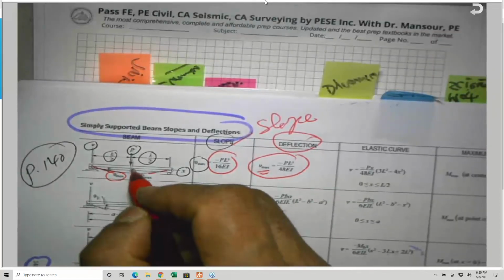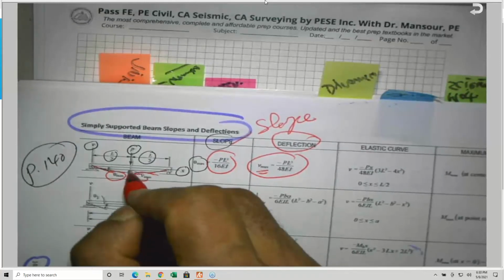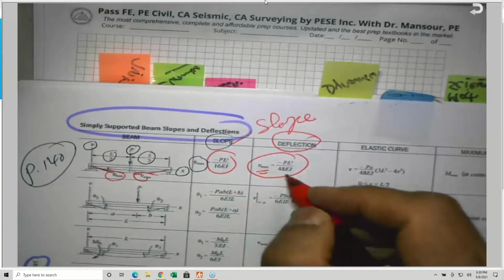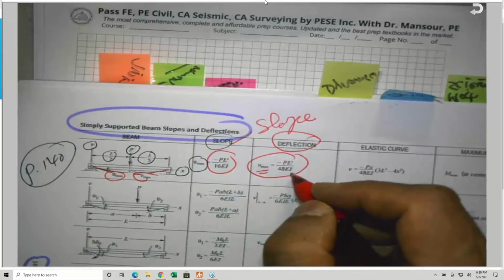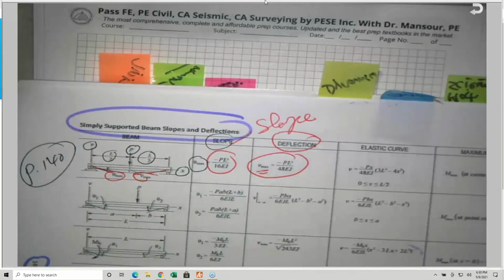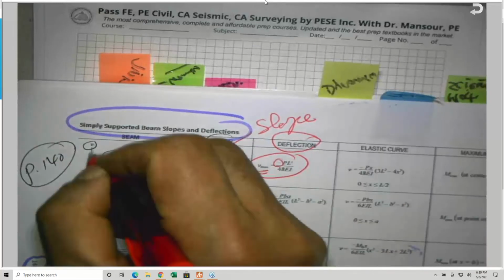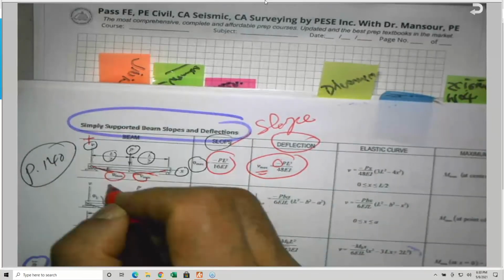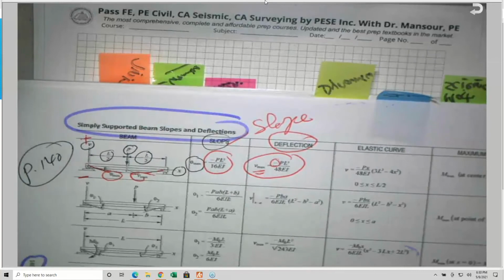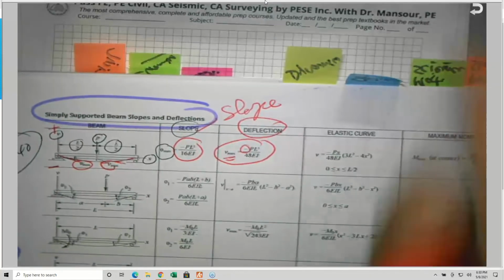The maximum deflection will be, here it is, at the center, under the load, equal to negative PL cubed over 48 EI. The negative indicates it is coming down, because this is V, this is positive, and since it's coming down, they put negative here. Can you see the diagrams?